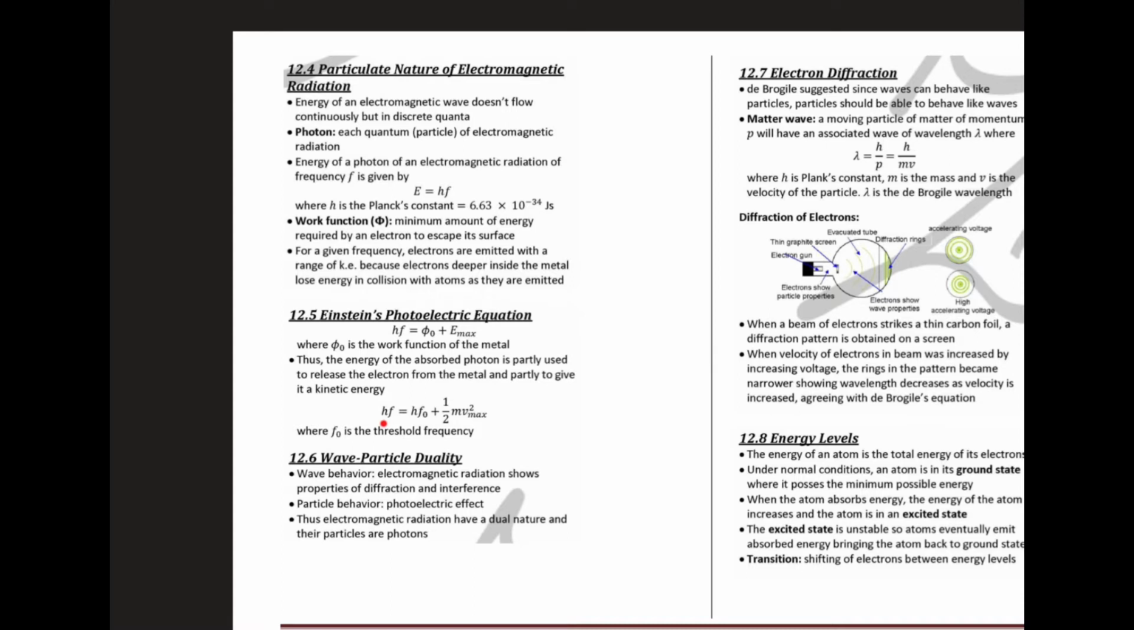Then after that, they modify the formula a little bit in this way. The phi naught, they change it to hf naught. f naught is just now the threshold frequency, the minimum frequency required to release the photoelectrons. So that is the f naught. So phi naught becomes hf naught. Then the E max becomes half mv squared max. So we have this formula now.